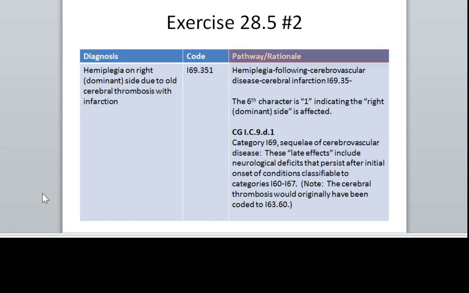These late effects include neurological deficits that persist after initial onset of conditions classifiable to categories I-60 through I-67. And what I've added here for you is, in this case, the cerebral thrombosis would originally have been coded to I-63.60, which is in the range between the I-60 and the I-67. So I know that this coding guideline does apply in this case.